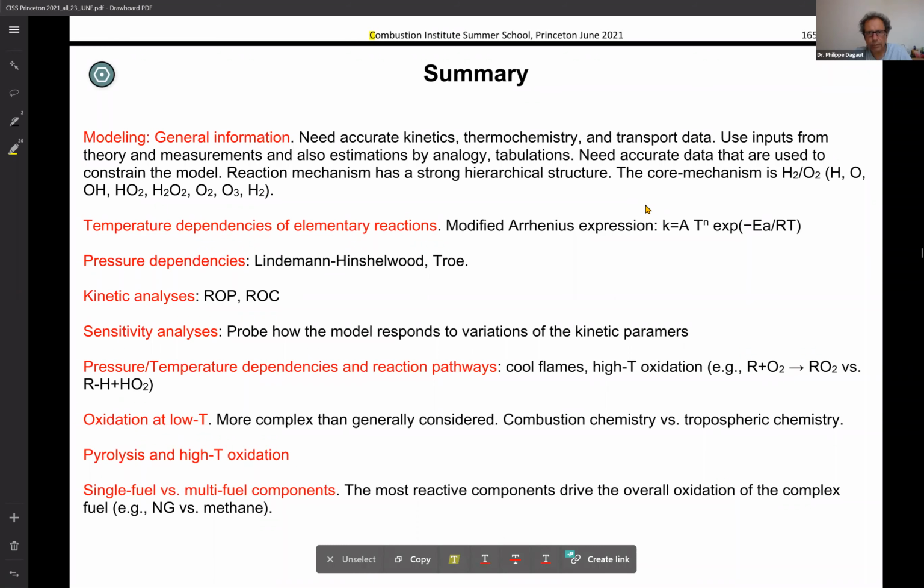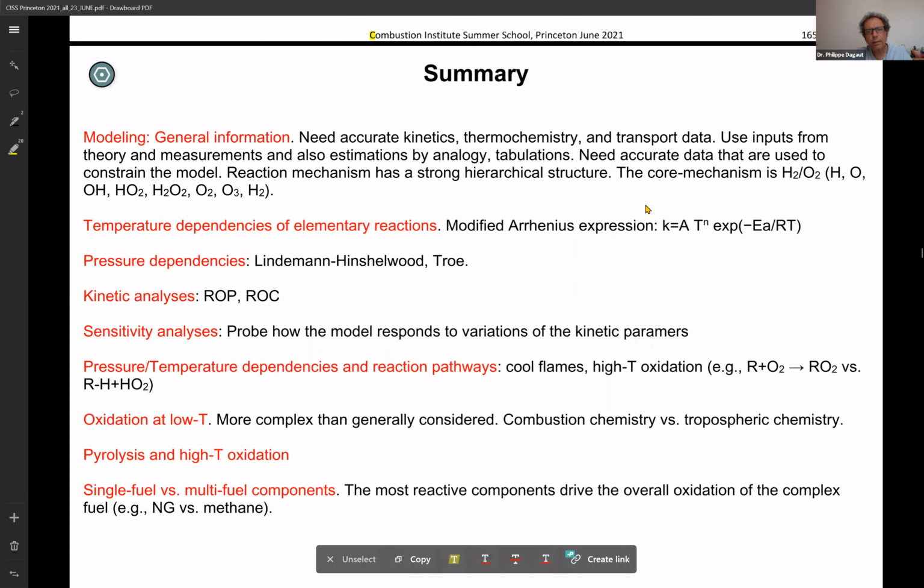And also we've seen the transition between the cool flame, negative temperature coefficient, and the beginning of the high temperature oxidation, where H atom abstraction by O2 becomes important, and decomposition of H2O2 becomes much more important compared to what it was at lower temperatures.